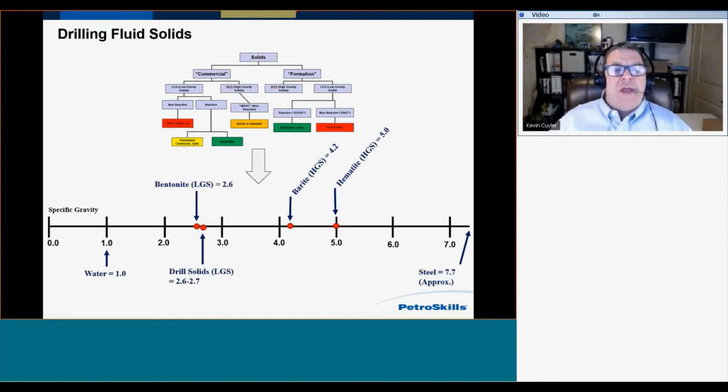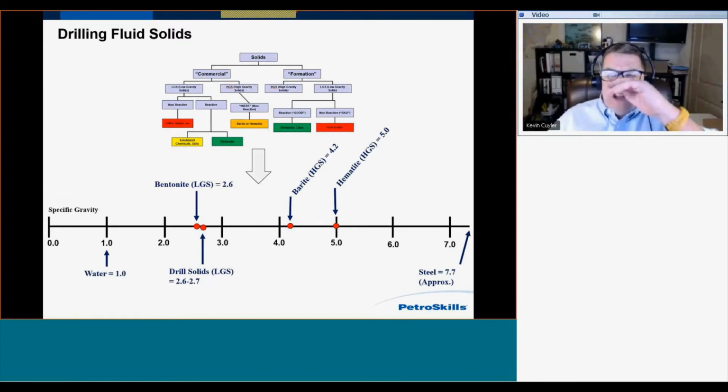Over on the far right side of your chart is, of course, steel. Steel comes in at about 7.7 to 7.8 specific gravity, depending upon the oxidation state of the steel, on the very, very high end if you happen to be working in a milling operation, or if you're drilling a window to do a kickoff, something like that.